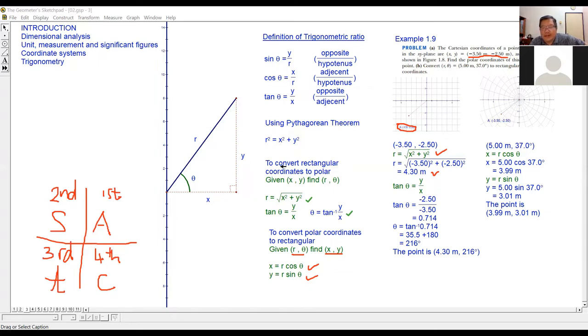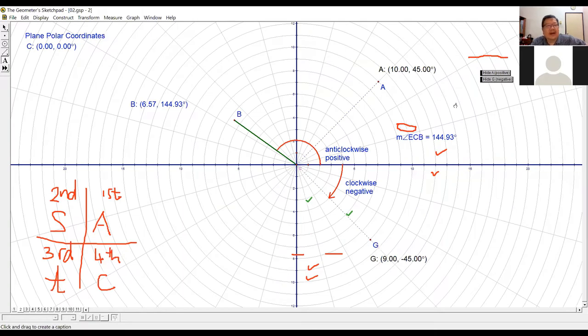Now you use your calculator and type shift, inverse tangent, 35.5. You will get 35.5, but you will not get the number 216. Now, if you remember, let me clear this one first.